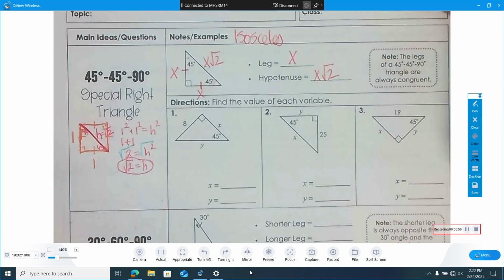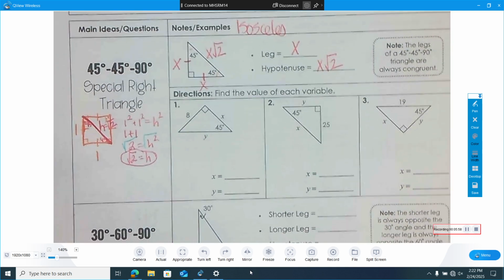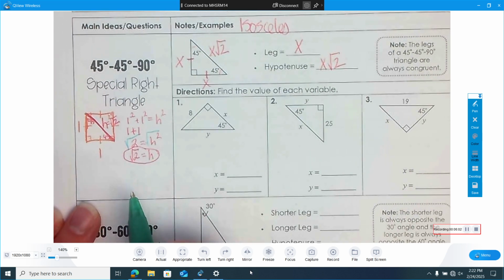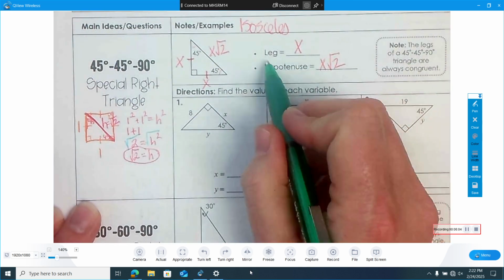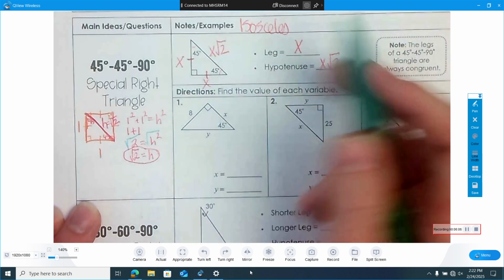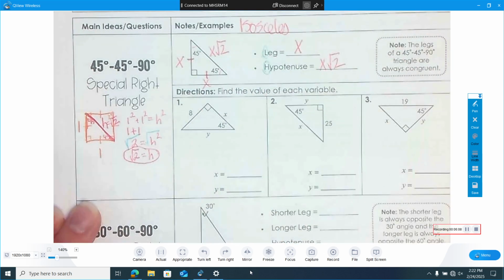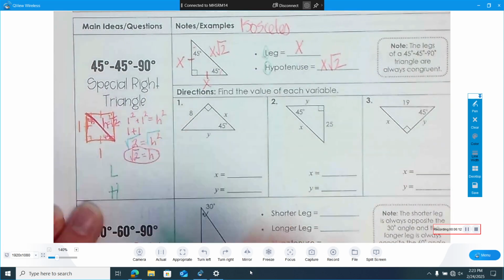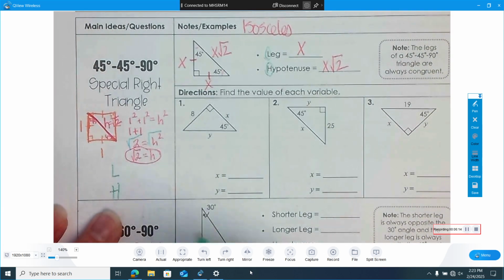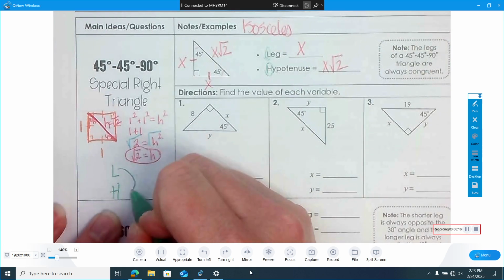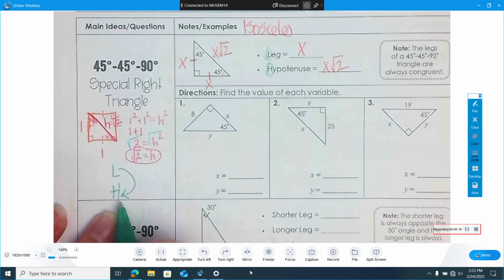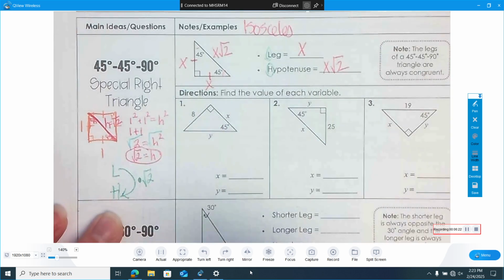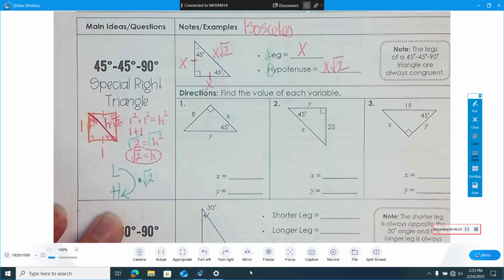The problem is we don't always just go in one direction. Okay, so I have a little graphic to help you out here. In this 45, 45, 90 triangle, we have a leg and we have a hypotenuse. Those are the only two things we have. If I know the length of the leg, to get to the hypotenuse, all I have to do is times by radical 2. That's all I have to do.